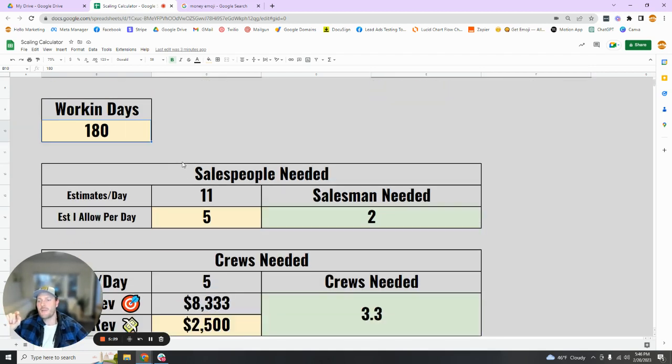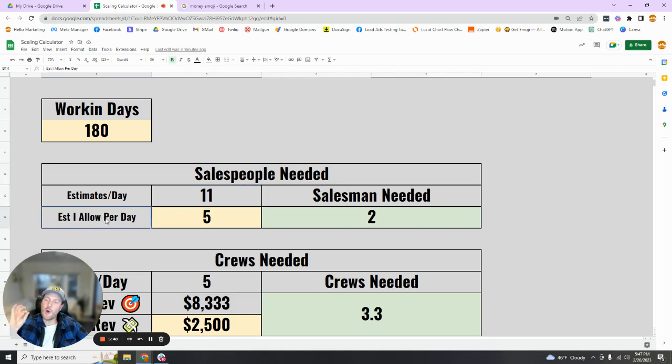Okay. Now we're going to roll down to salespeople. So again, this all auto populates for you, so you can just plug your numbers in and go. Again, put your information in below and I will text you a copy of this. So estimates a day. This now tells me that I'm going to have to run 11 estimates a day.